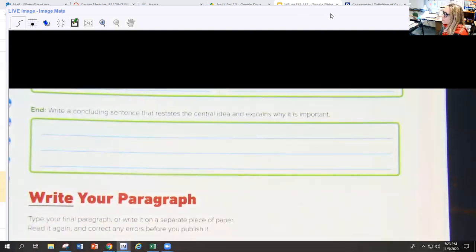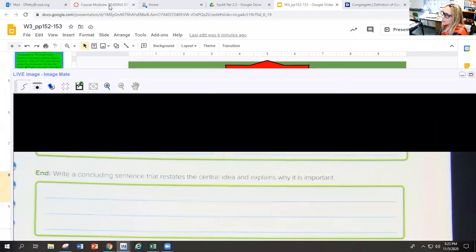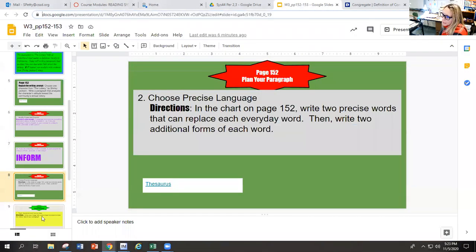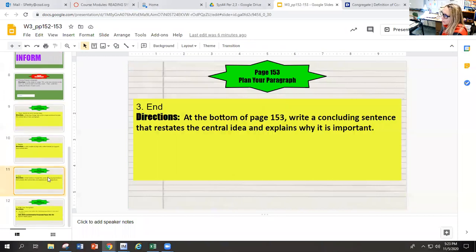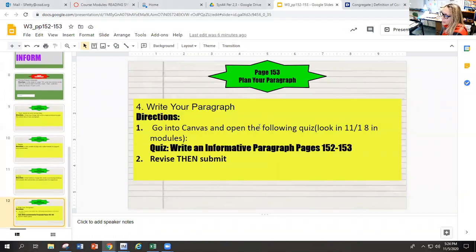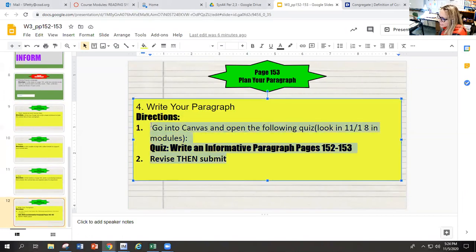Now you're going to write your paragraph, okay? When you go to write, go into your modules, and this is on your slide as well. So all this is in there, page 153. Now you're going to go back into Canvas because I want to see this writing on my end, instead of just holding it up to the camera. You're going to open up a quiz. It should be underneath November 18th.